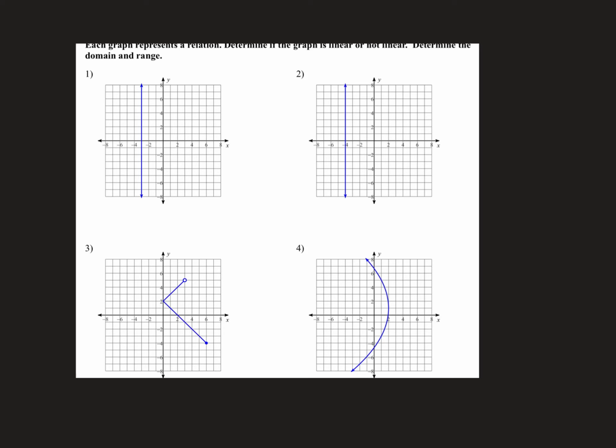A linear graph is a graph of something that makes a straight line, no curves or no corners or turns in the graph. Number 1 and number 2 are straight lines. Number 3 and number 4 are not. So number 1 and number 2 are linear. Oops, number 3 and number 4 are not linear.